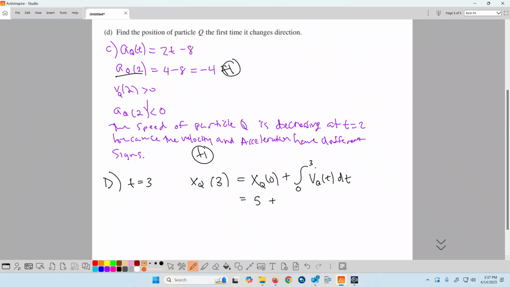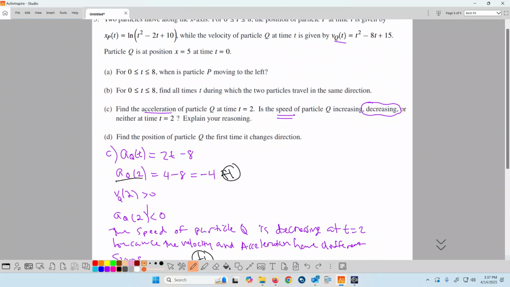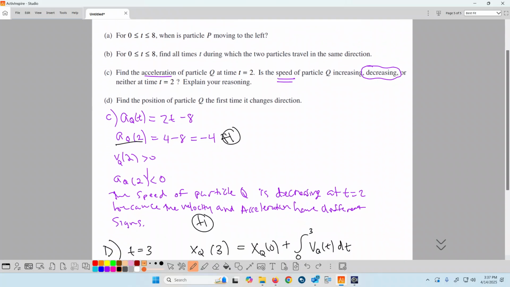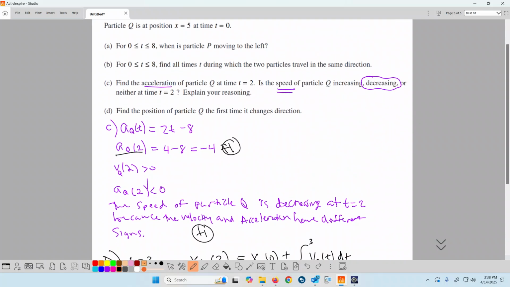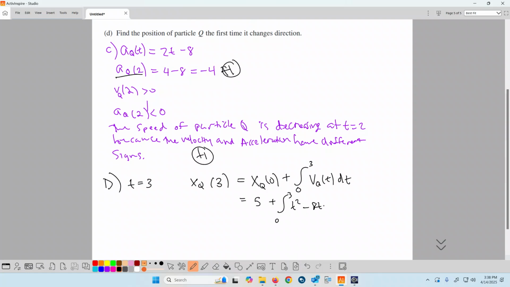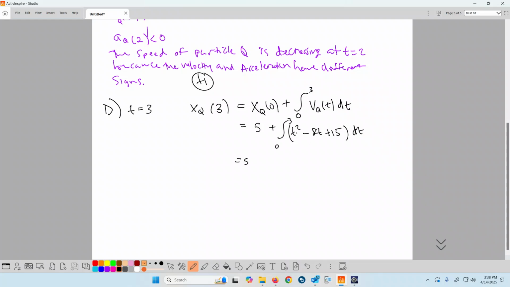All of this is non-calculator. This is an initial value. This was 5, and this is what we're looking for. So plus, do we know the velocity from 0 to 3? Well, no, but we can probably find it, because we know that the velocity function is t squared minus 8t plus 15. I'm just going to plug that in here: t squared minus 8t plus 15. There we go. Then we'll plug in from 0 to 3.